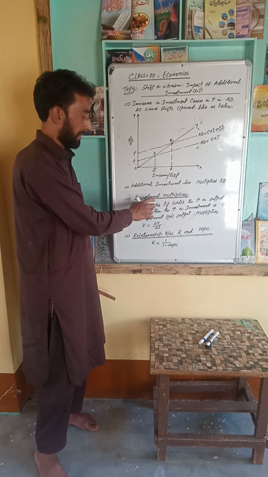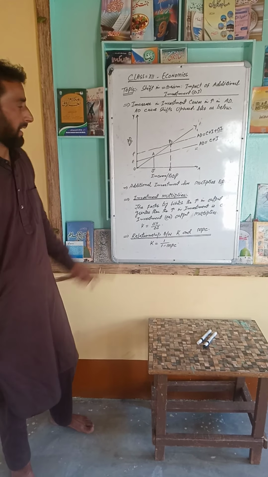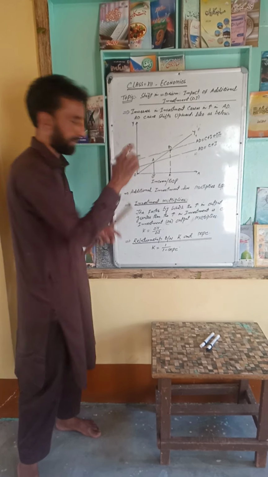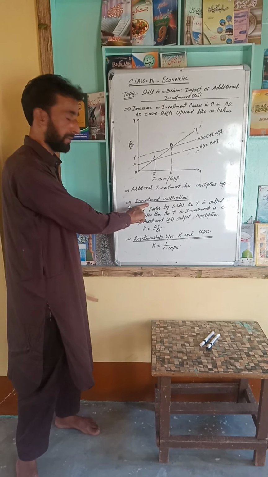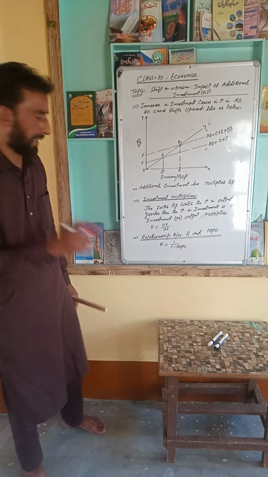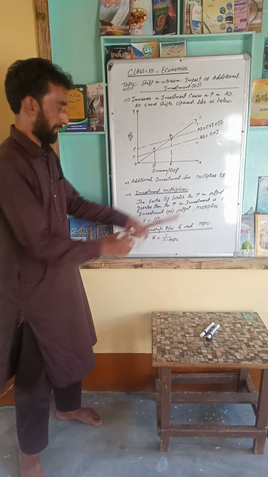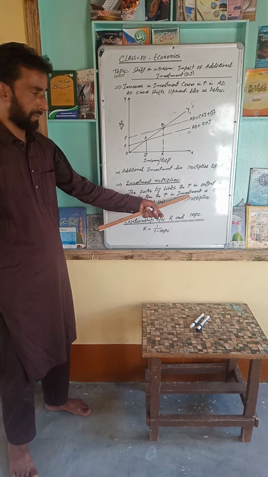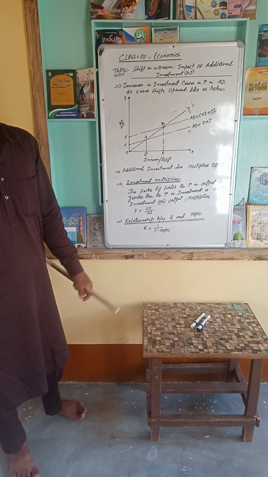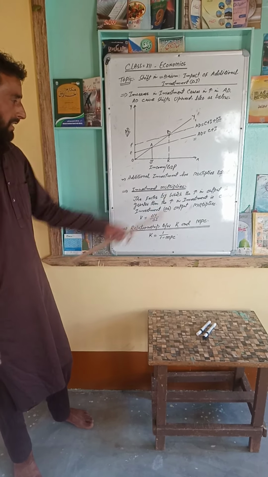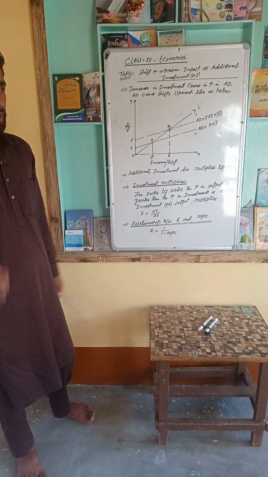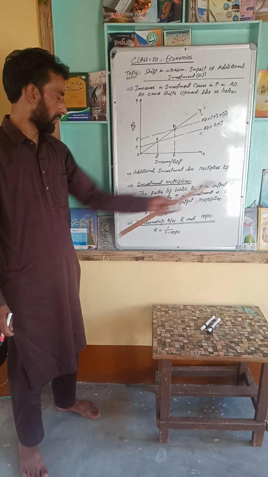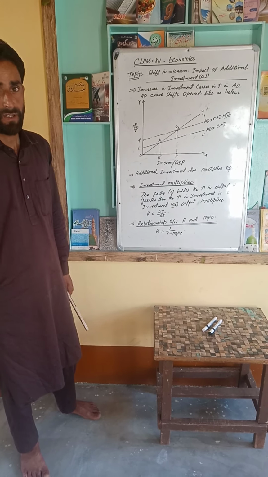Another point is now what is meant by investment multiplier. The difference between this EF and this JK is known as the multiplier. But what kind of multiplier? You can call it investment multiplier, or output multiplier. The factor by which the increase in output is greater than the increase in investment is called the investment multiplier. A formula is used here.